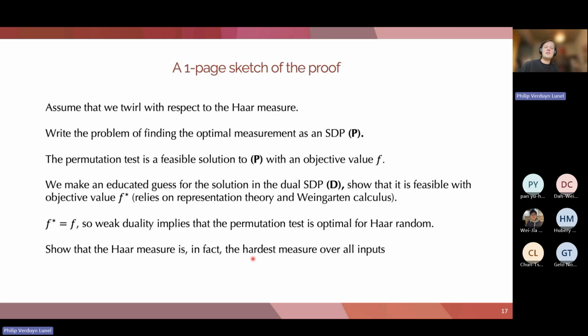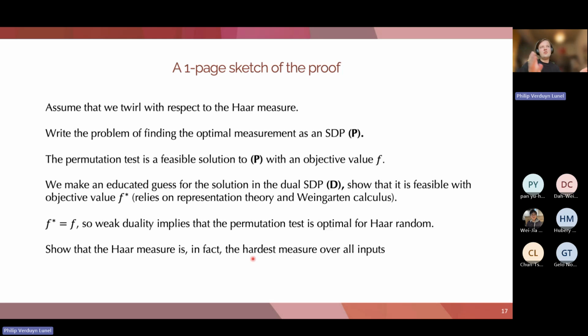And then you can show that the permutation test is obviously going to be a feasible measurement. So it's a feasible solution to your semi-definite programming. The semi-definite program always has a primal problem and a dual problem. In this case, the primal problem is a maximization problem. And whenever you fill in a feasible solution to your maximization problem, it's going to give you a lower bound to the real value of your optimization problem.